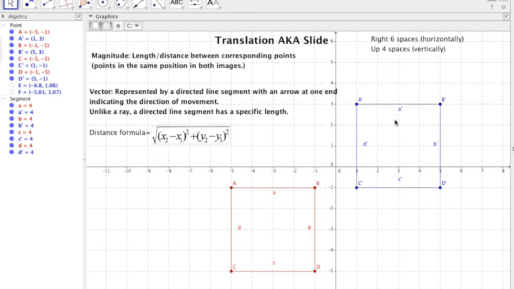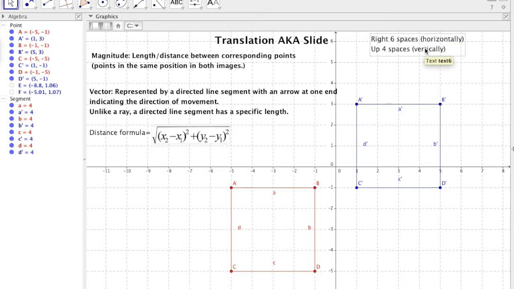So B translated over to B prime, C translated over to C prime, and D translated over to D prime by moving each of these points horizontally 6 spaces to the right and vertically 4 spaces up. Now, is this always going to be the rule? No, we could have moved it right 3 spaces or even to the left 3 spaces or whatever. The whole idea of translation is you want to move each point horizontally a certain distance and vertically a certain distance.